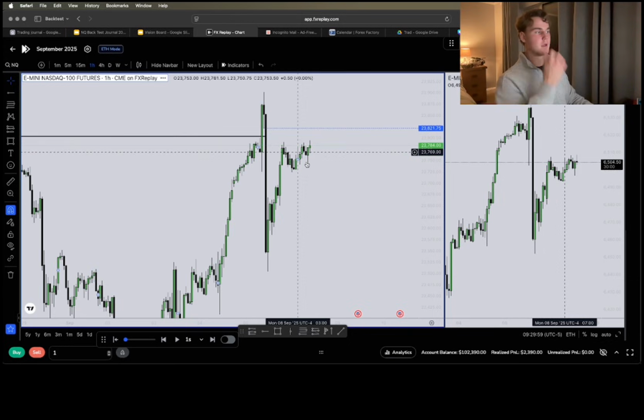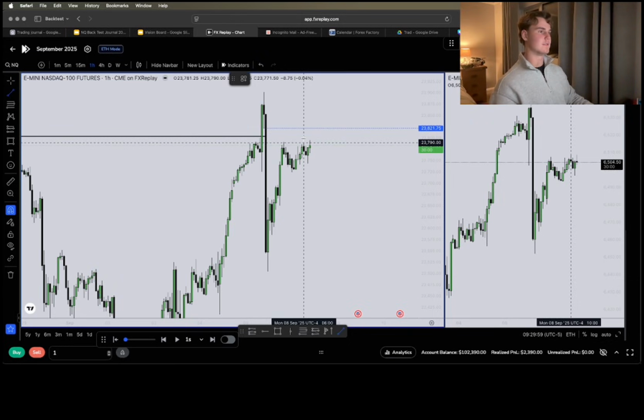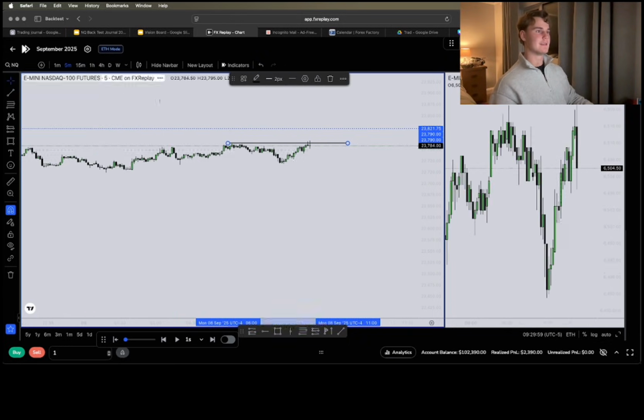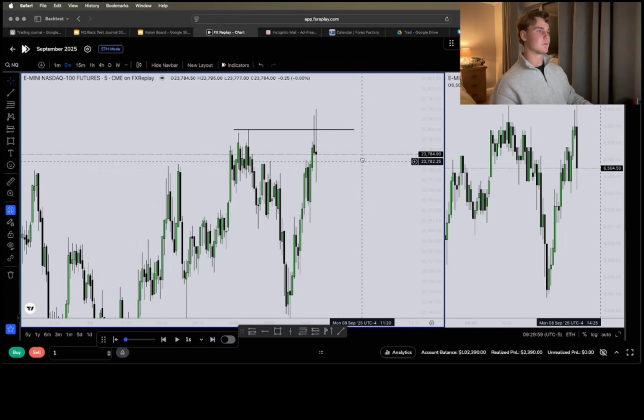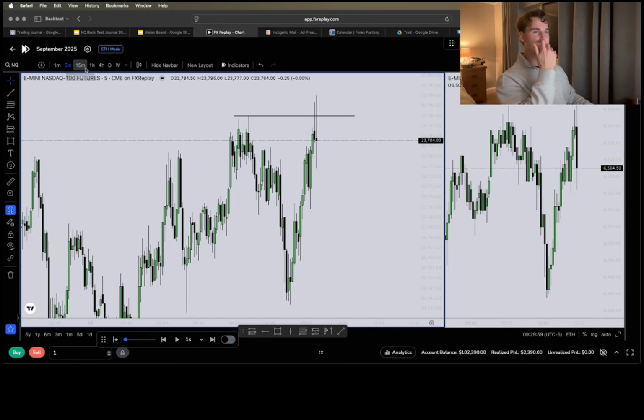So I'm going to mark out the fulfill of this hourly SIBI here. Now we have made the internal manipulation on the lower time frame. Now on the 5 minute time frame, make the internal total soup. Now what is price going to do from this total soup here?